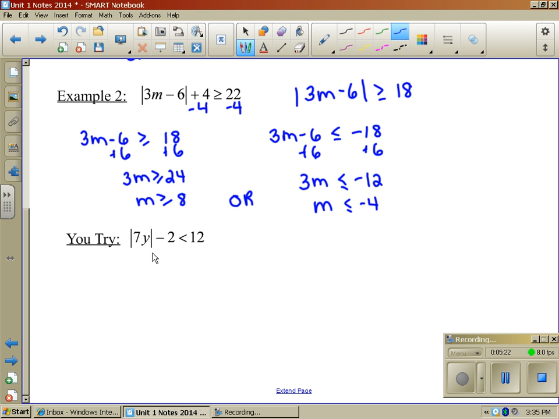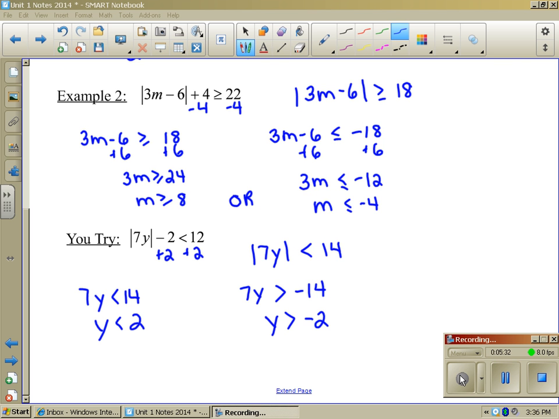Now you're going to try it by yourself. Pause the video, do it by yourself, and come back and see if you got the correct answer. So first step, add the 2 to both sides. Then set up your two equations. 7y is less than 14. 7y, flip and negate. Solve. And last step, don't forget that we need an or.